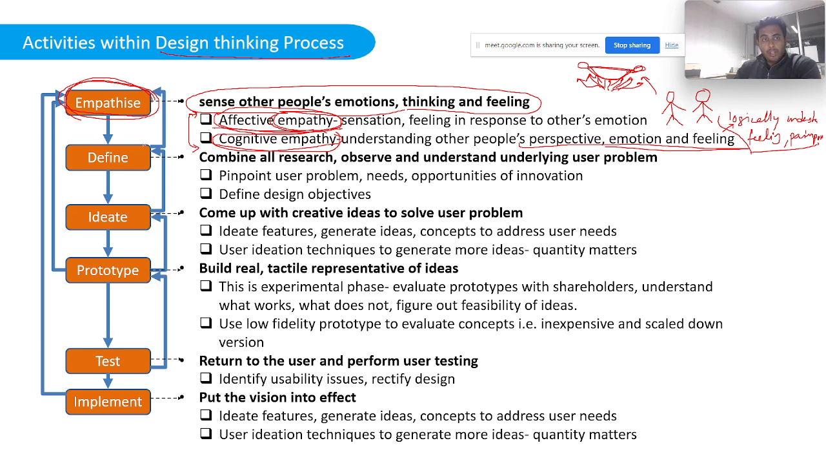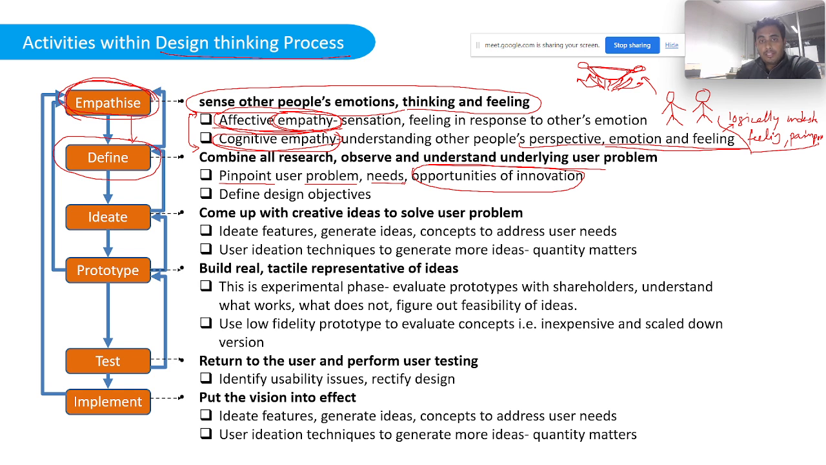Okay, so after the empathize phase, what we have is our raw data. What we need to do with the raw data is to define a particular problem and try to understand the problem by pinpointing the problem need, and particularly identify the opportunities for new innovation or design opportunity.